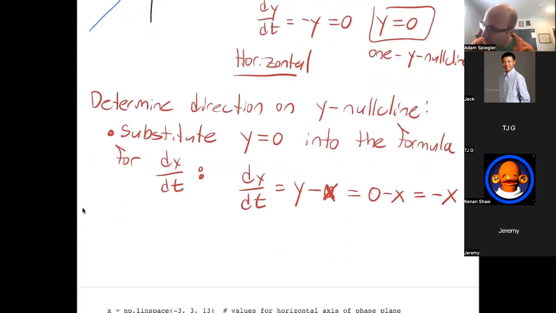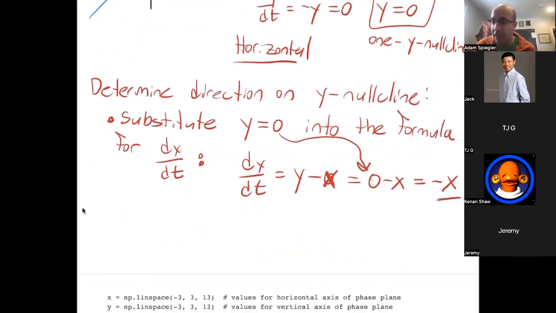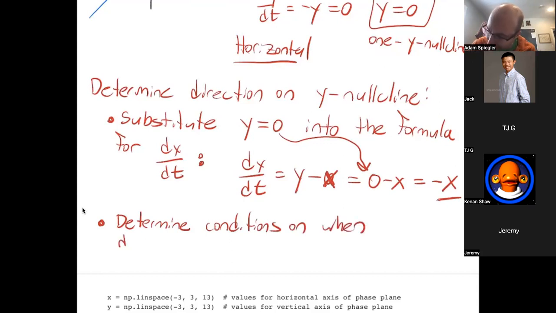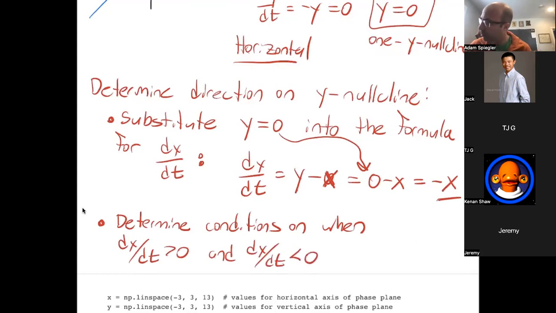So what I did is I just took our nullcline, plugged it into the equation for dx/dt. And now we simplify that. And now we just think about the signs. For what values are the vectors going to be positive versus negative? So we're going to determine conditions on when dx/dt is positive and when dx/dt is negative.